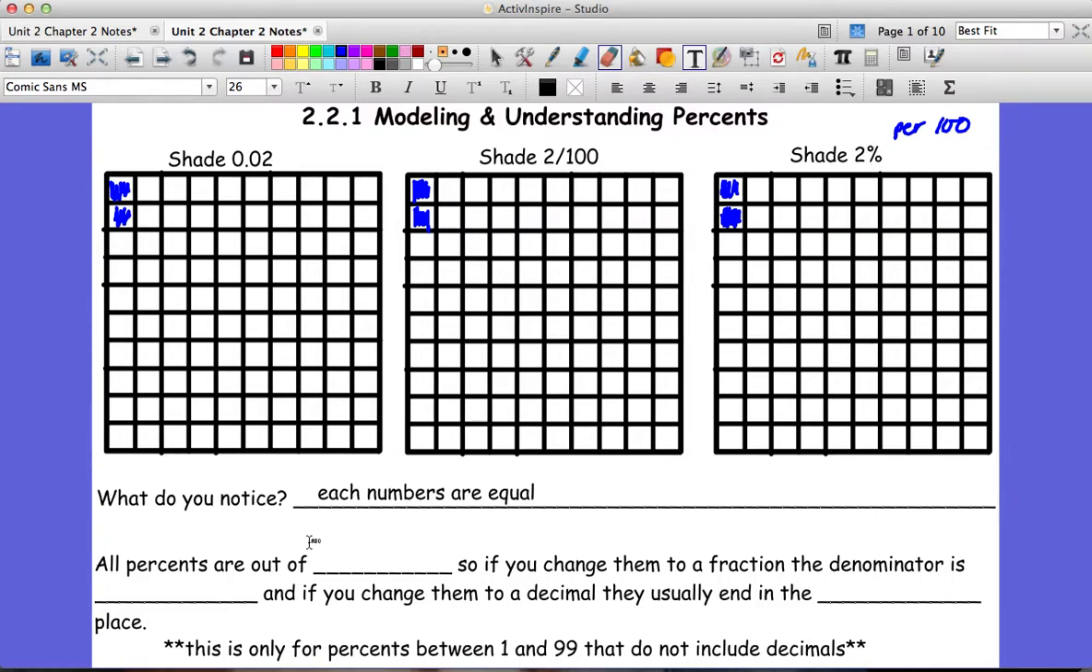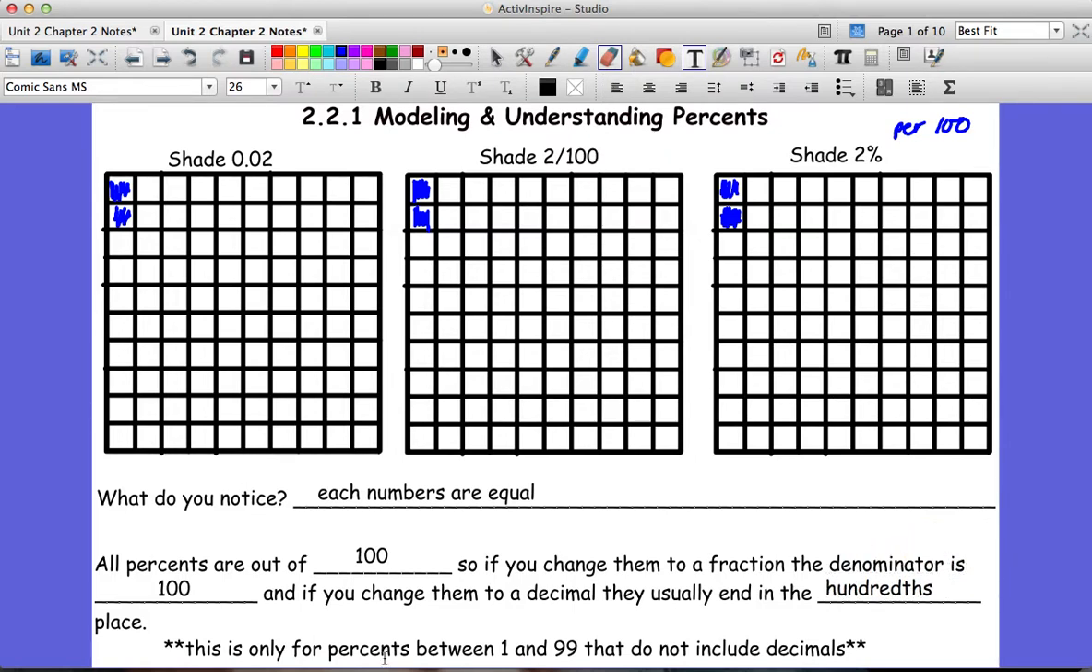So to help us out, all percents are out of 100. So if you change them to a fraction, the denominator of all of those is going to be 100. And if you put them into a decimal, the place value that they're going to end in is the hundredths.